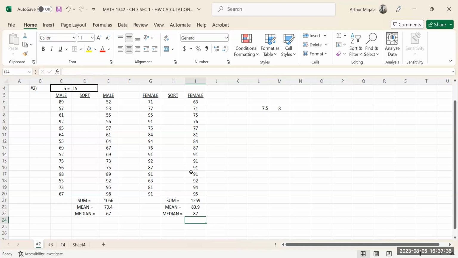So the mean for the male is 70.4, and the mean for the female is 83.9. Go back.